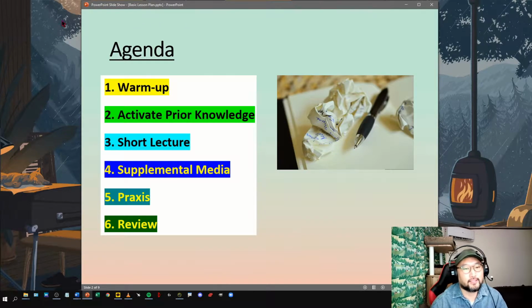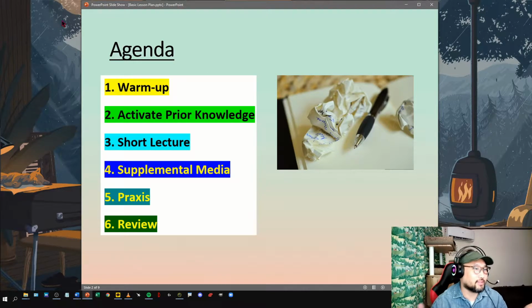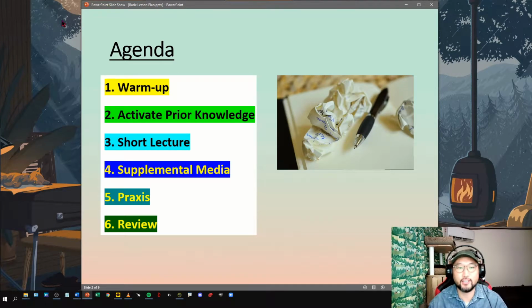Today's agenda, we're going to talk about a couple different components of a very basic lesson plan. I've used this pattern since I started teaching. I've used variations of this pattern, and I think you might find it useful, especially for your own teaching career and teaching experiences, jobs. All right, so we have the warm-up.